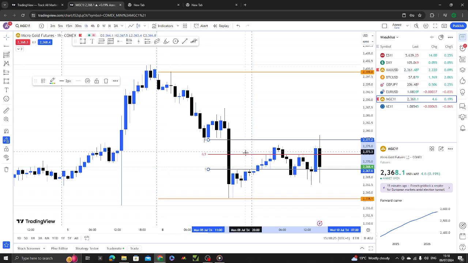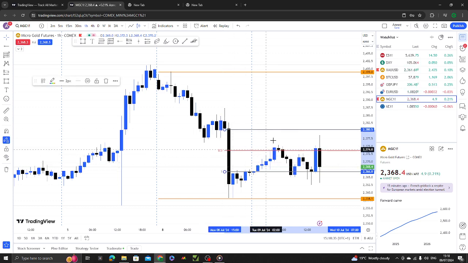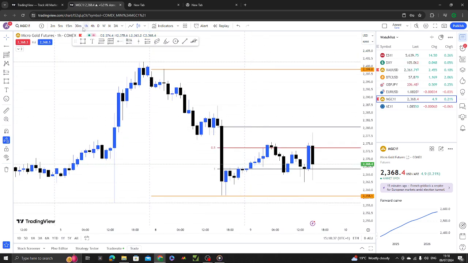So now, once I found the 1 hour and the 4 hour fair value gap, obviously both are showing me the same position. In the 1 hour time frame, it's showing me here as well. So I said to myself, okay, I found a fair value gap in the 4 hour and 1 hour. So now I need to hunt for my entry position.